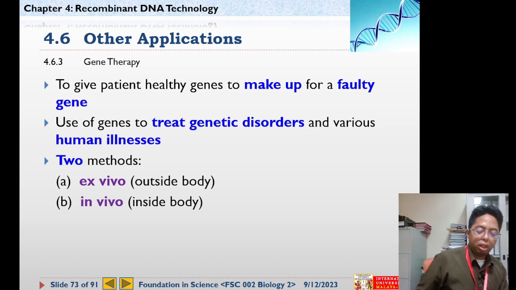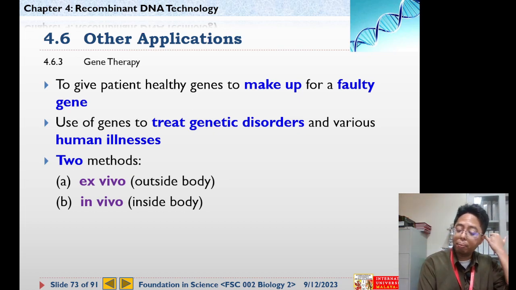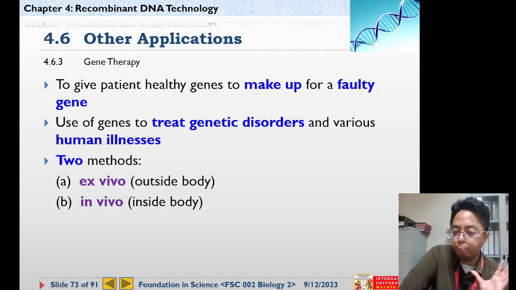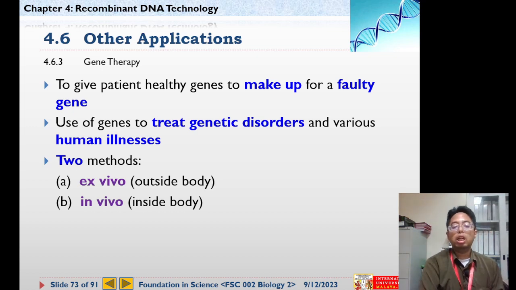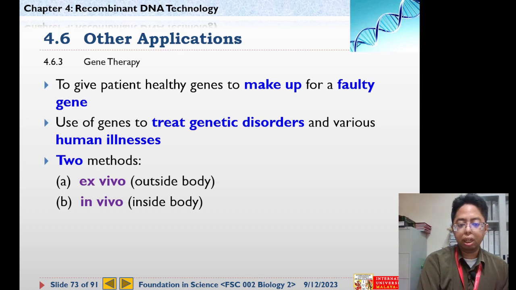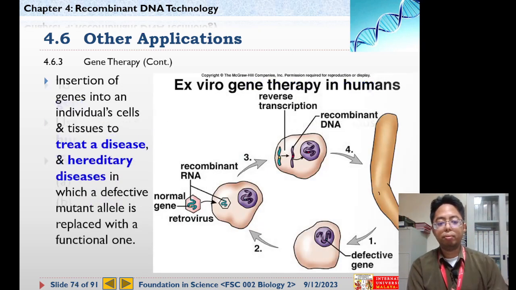So once we know that somebody has a genetic disease, there might be a chance for gene therapy. Some people are born with bad genes. They cannot escape the disease that is being inherited. So we give them gene therapy to make up for the faulty gene. We use it to treat genetic disorders and various human illnesses. The two methods are ex vivo and in vivo.